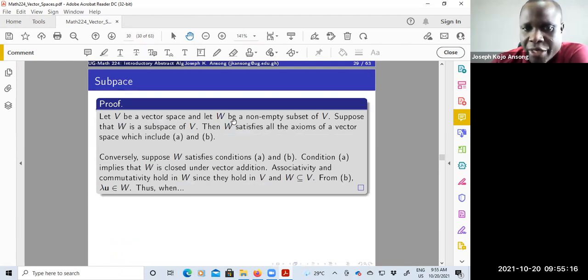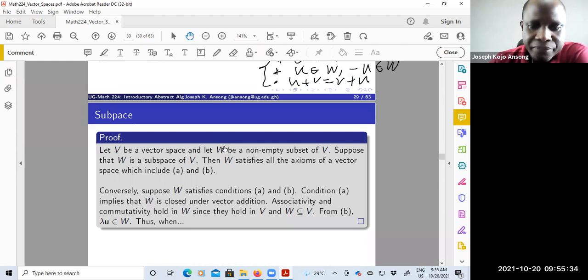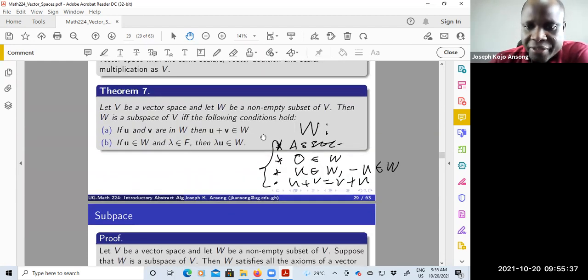Let V be a vector space and W a nonempty subset. We suppose that W is a subspace of V, then it is a vector space, and therefore W satisfies all the axioms of a vector space, and those axioms include the conditions A and B. That is the first part of the proof. The second part is where we suppose that A and B hold, and then we prove that W is a subspace.